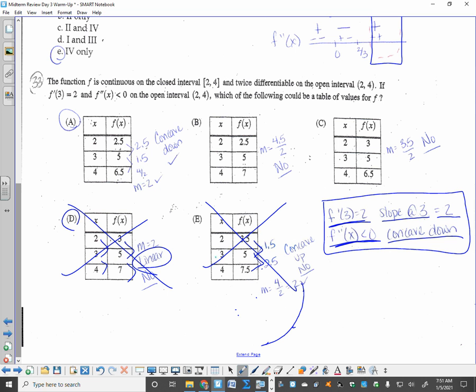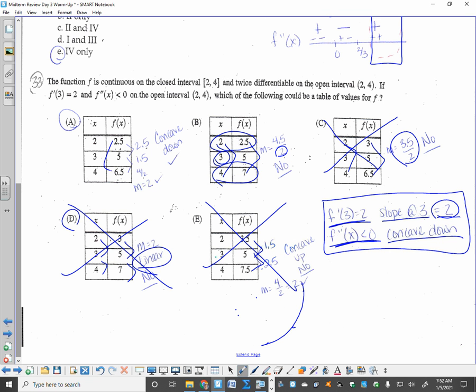B does not have a slope of 2, so if I'm looking for the slope at 3, I'm going to find the slope between the 2 points on either side of it. The 4.5 is me subtracting my y's, and then the 2 on the bottom is me subtracting my x's, and that does not give me a slope of 2. C is the same thing. That gives me 3.5 over 2, and that slope is not a 2, so he's out.